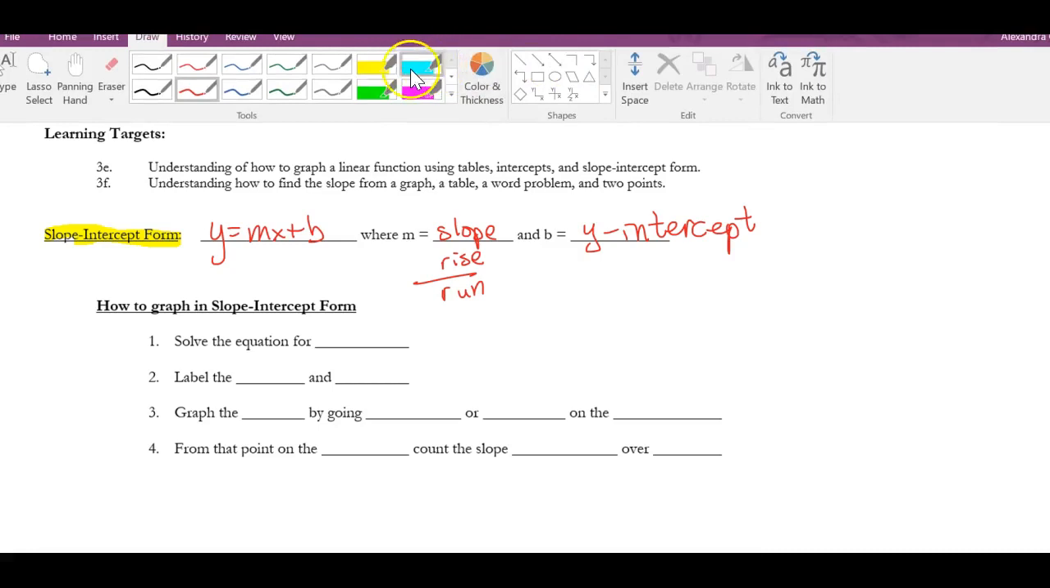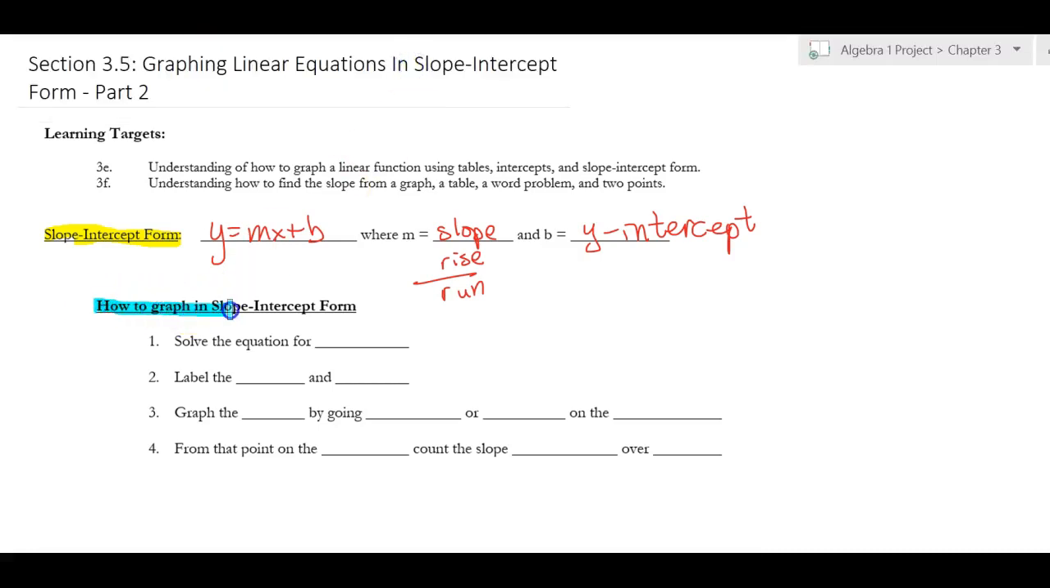All right, so how to solve? There's some steps that we have to follow through. We will not use all these steps, but these are all the steps that will work if you ever have a difficult problem. First thing you do is you have to solve the equation for y equals. So sometimes you're going to have to move x's, sometimes you're going to have to move a number attached to the y. The next thing we do is we label the m and the b, and then we graph the b by going up if it's a positive or down if it's a negative on the y-axis.